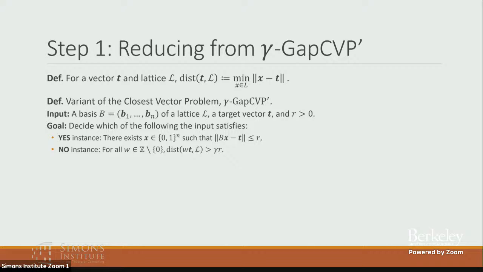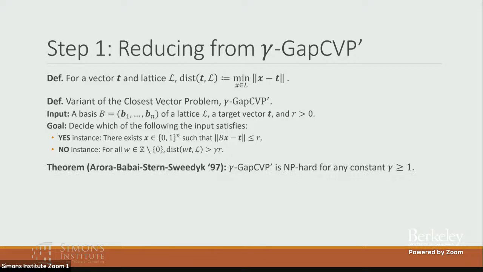And in the no case, we're not just promised that the target is far from the lattice, but we're promised that all non-zero integer multiples of the target are far from the lattice. And Arora et al. proved that this problem is NP-hard to approximate within any constant in the l2 norm. This is our starting hard problem.